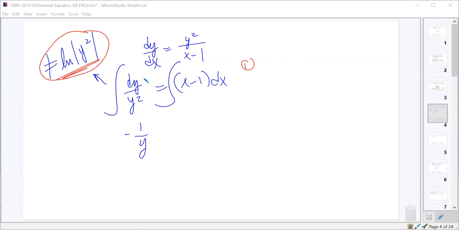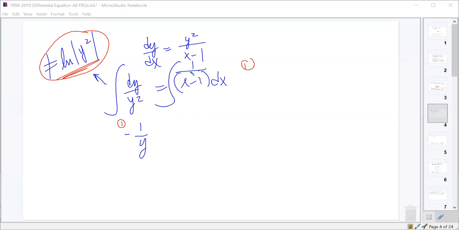Oh, yeah, I didn't write my 1 over, did I? Sorry, 1 over x minus 1. I should probably write that. I don't know why I decided to move that x minus 1 into the numerator. Definitely 1 over x minus 1. All right, so 1 point here for this correct antiderivative.